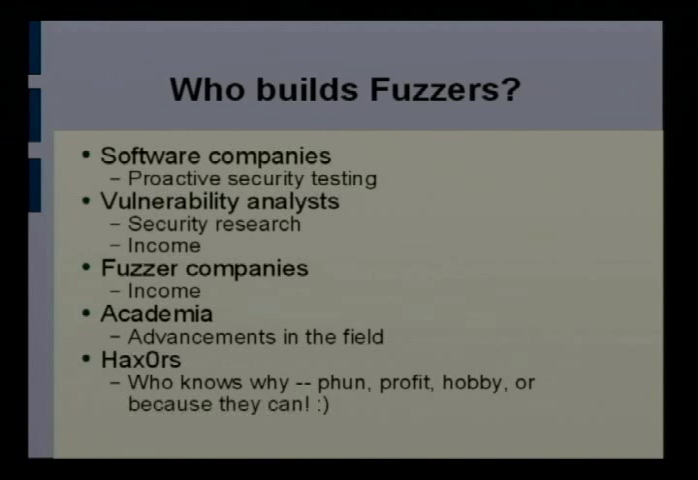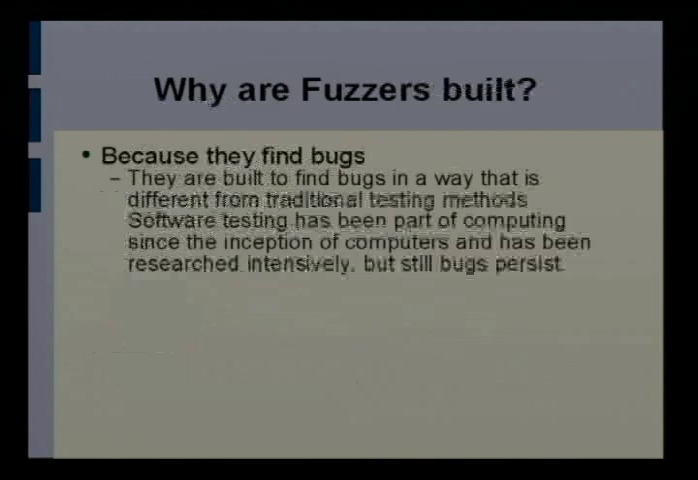Vulnerability analysts are fuzzing. Fuzzing companies are creating fuzzers to sell, okay? I don't know exactly how many fuzzer companies are out there. There are some. I'll talk a little bit about Codenomicon in Finland just briefly. They do some good academic work at Oulu. So there's academic work. I'm doing that too. And there's hackers. Lord knows. So fuzzers are built, bottom line, end of intro, because they work.